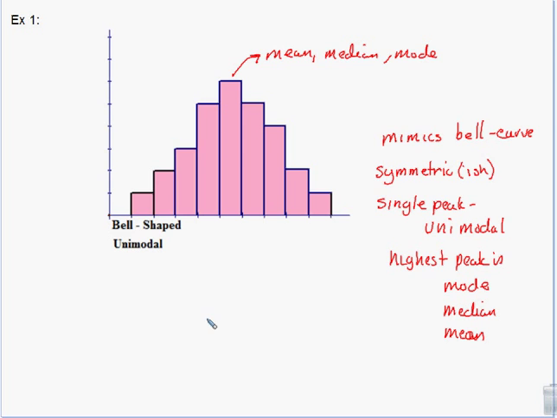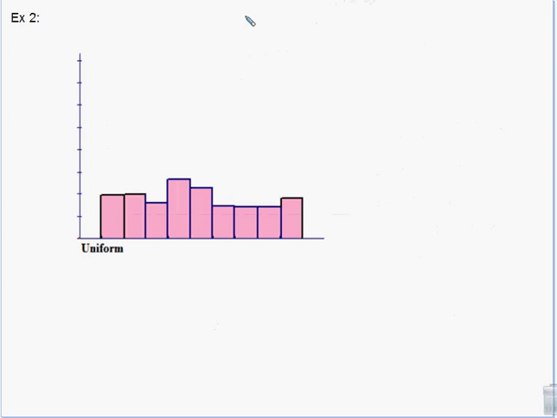So far, okay? We can have a uniform one, where all the peaks are about the same, so you get kind of a flat rectangular shape. And what this means is we have no mode, and approximately all the data is basically the same.